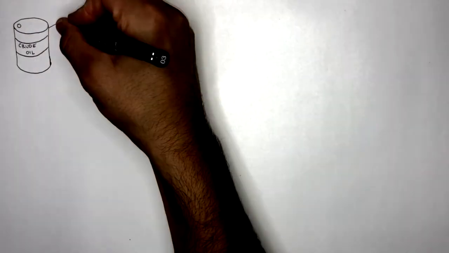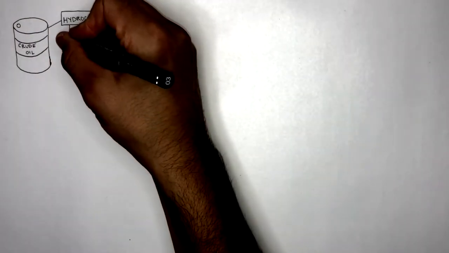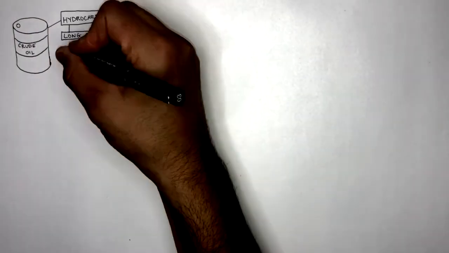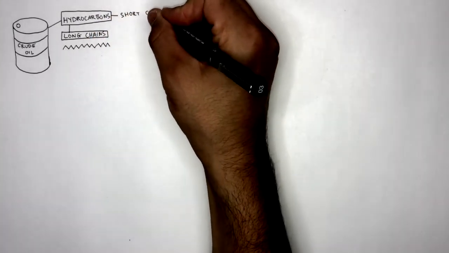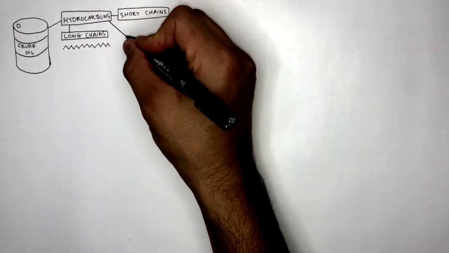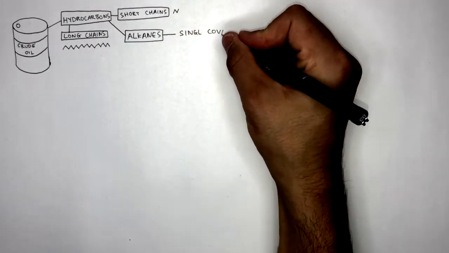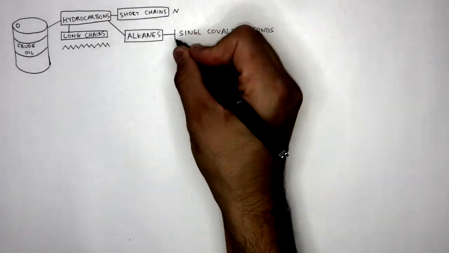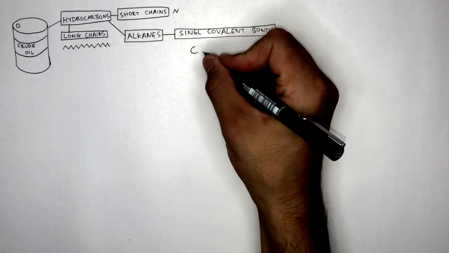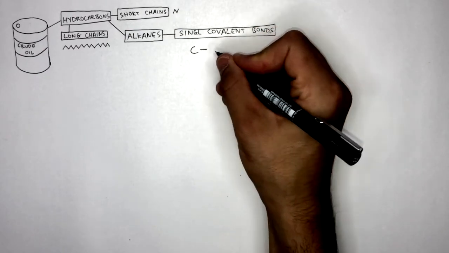Crude oil is a mixture of hydrocarbons, where the majority of hydrocarbons are long chains, and then some are also short chains. The compounds within hydrocarbons are mostly alkanes, which are hydrocarbons with only single covalent bonds between their atoms. Here are two carbon atoms bonded by a single covalent bond.